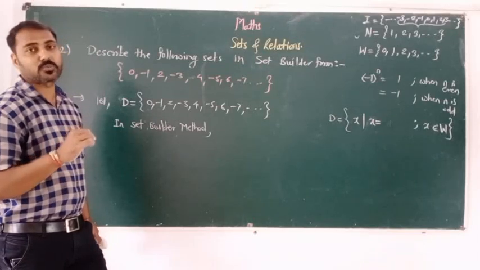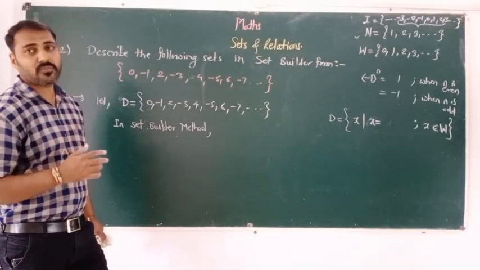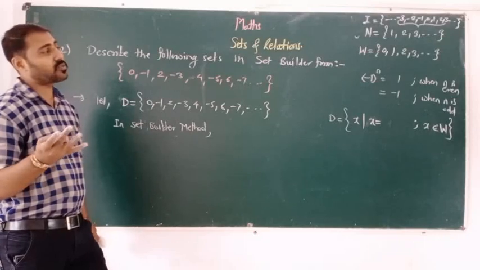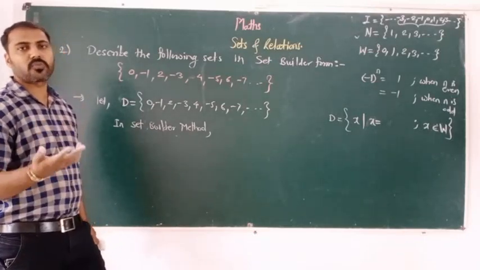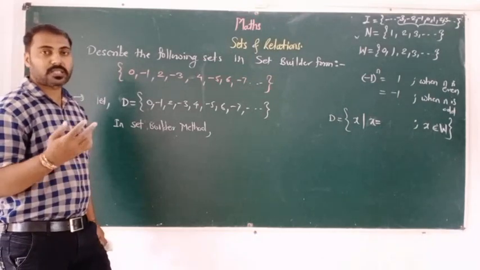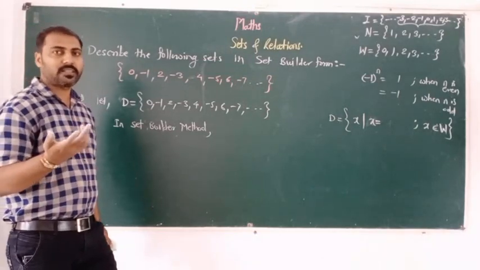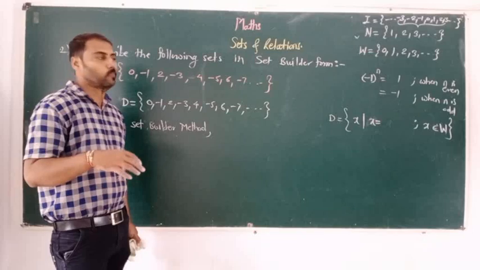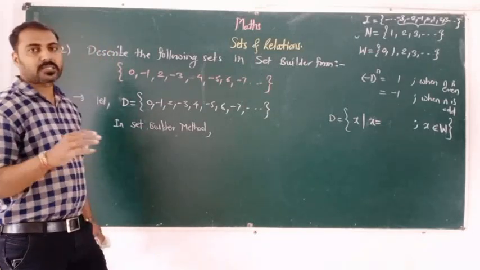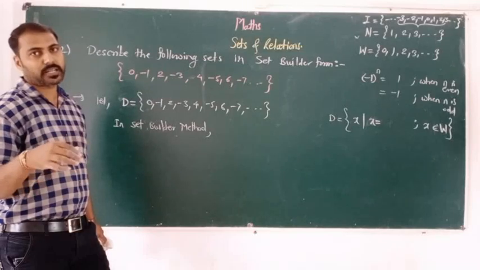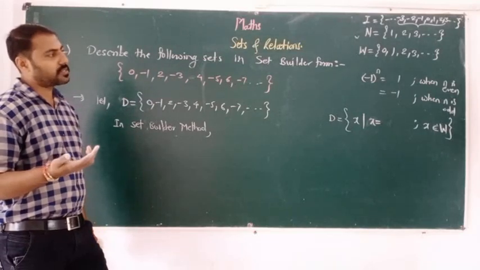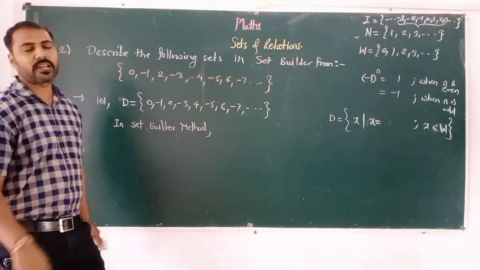When n is even, that is 2, 4, 6, minus 1 squared is plus 1, minus 1 raised to 4 is plus 1, minus 1 raised to 6 is plus 1. When n is even, the values are positive. Minus 1 raised to 3 is minus 1, minus 1 raised to 5 is minus 1. When n is odd, it gives the value minus 1.